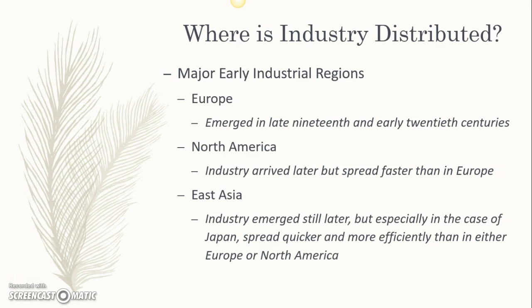has overtaken Europe to become the world's biggest economy. East Asia, that industry emerges still later, right? So it's really, especially if we're talking about Japan, which is the first major East Asian country to industrialize on any kind of a large scale, it doesn't really get there till about the 1890s. But again, especially in the case of Japan, it spreads so much quicker and so much more efficiently than it does in either Europe or North America, largely because the Japanese government is able to mobilize literally the entire society with the idea of catching up to Europe and North America and of being able to operate in terms of world power on that same scale.